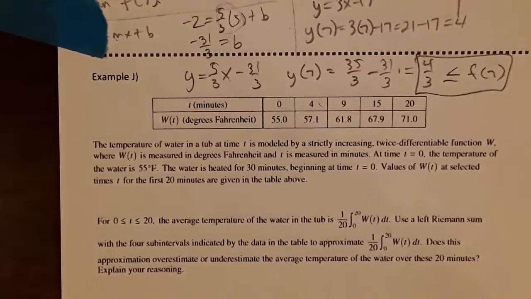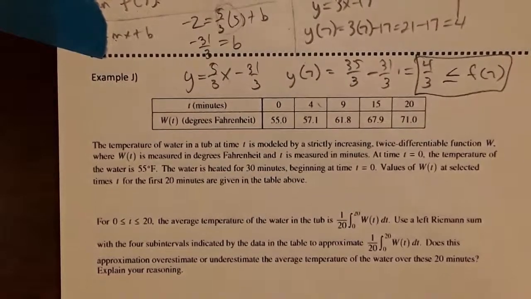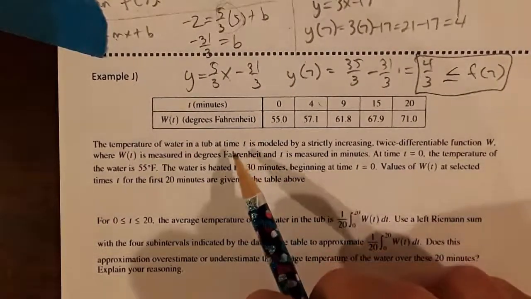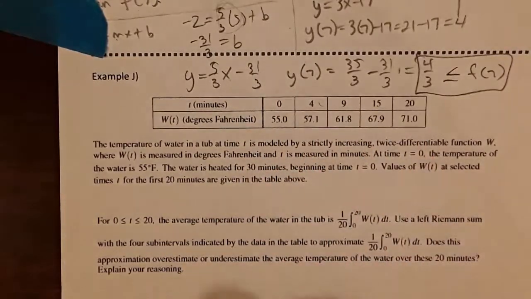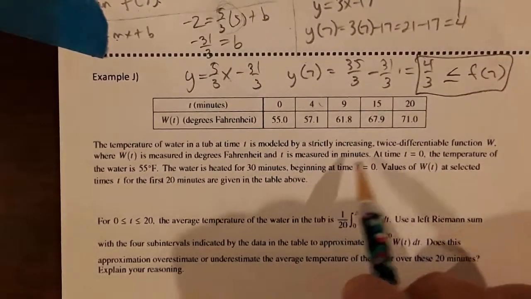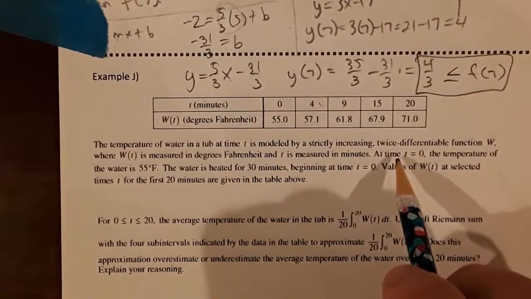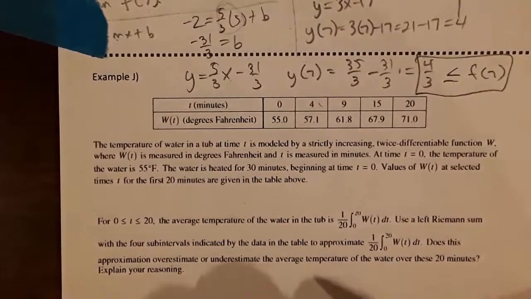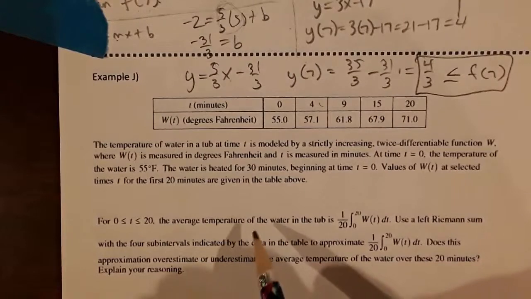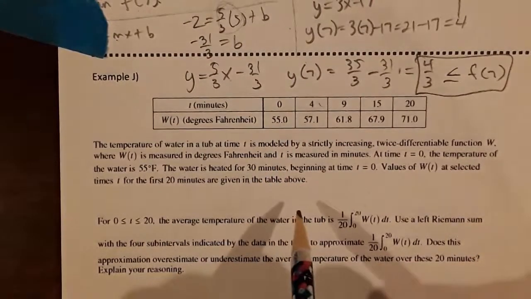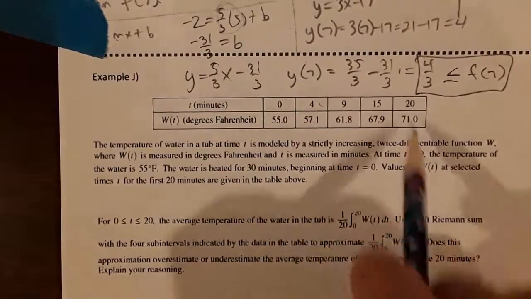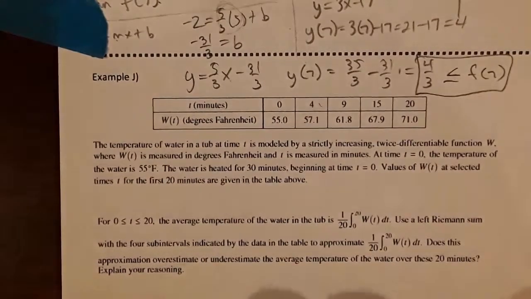In this last example, which is also an old AP problem, they give us a table of the temperatures of water in a tub over a given time. It's a strictly increasing, twice differentiable function. The water is being heated for 30 minutes, starting at time t equals 0. And they give us 20 minutes worth of random values.